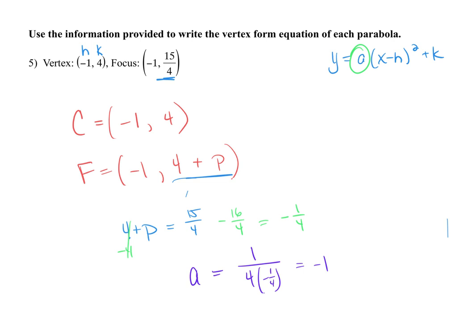So I have my a, I have my h, I have my k. That's all I need for vertex form. I'm done. I'm just going to rewrite it. Y equals my a, which is negative 1, times x minus my h, which is negative 1, minus a negative 1 is plus. And then plus k, plus 4, I am done.